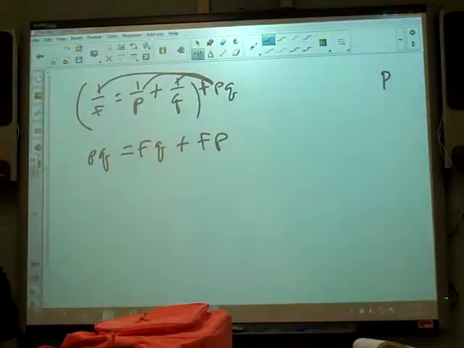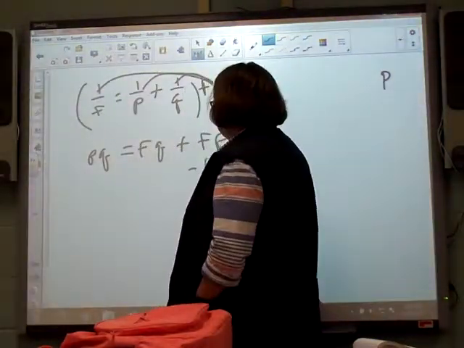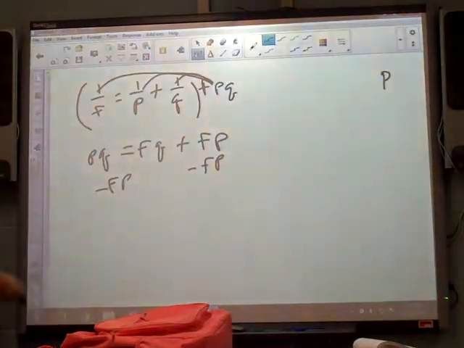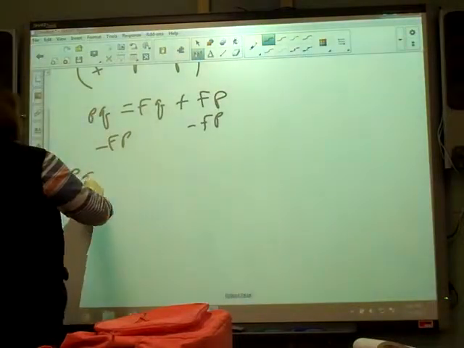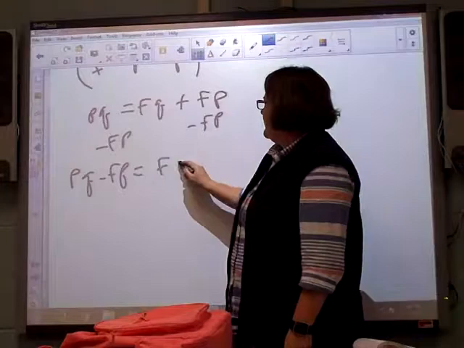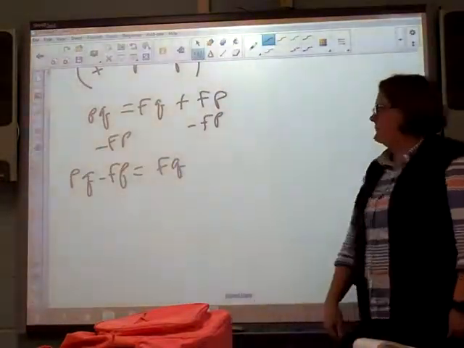Subtract it, we'll move it over there. So I'm going to subtract FP from both sides. Over here, what's PQ minus FP? I don't know. I'm just going to write it as PQ minus FP. Then over here, I got FQ. I move that out.